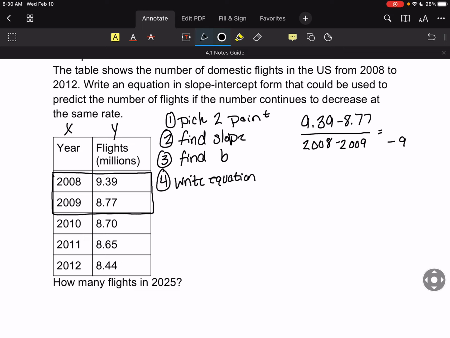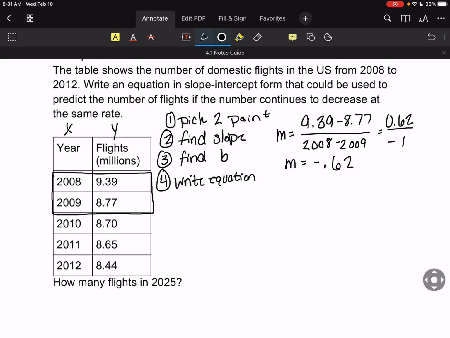Let me grab a calculator really quick to make sure that I do the decimals right. 9.39 minus 8.77, that's going to be 0.62. And if we divide that by negative 1, we will have a slope of negative 0.62. That's fine, we can have decimals.